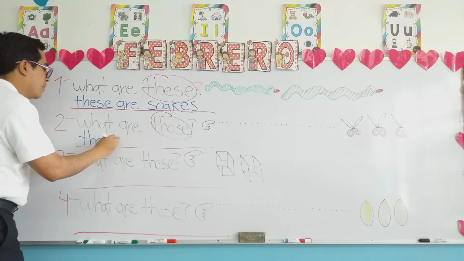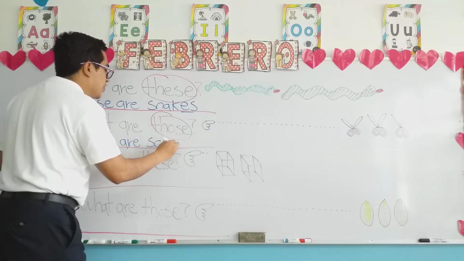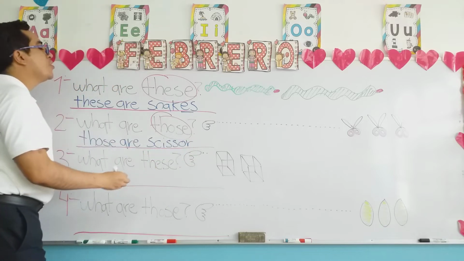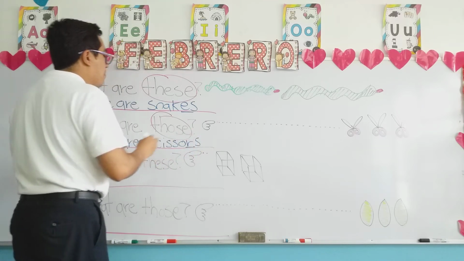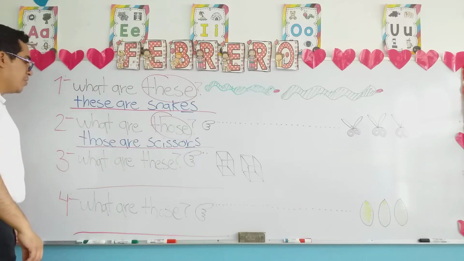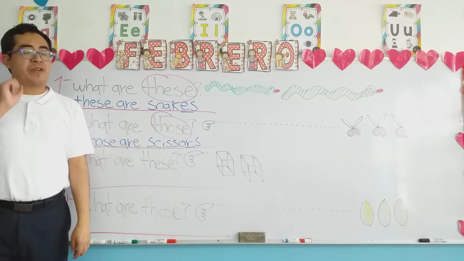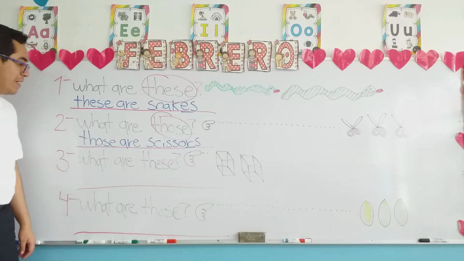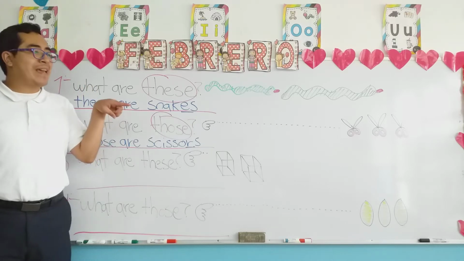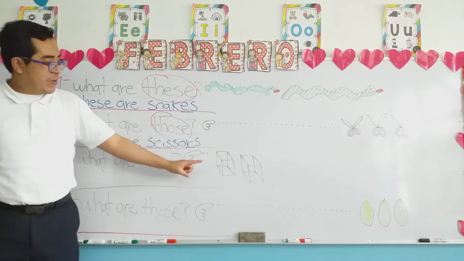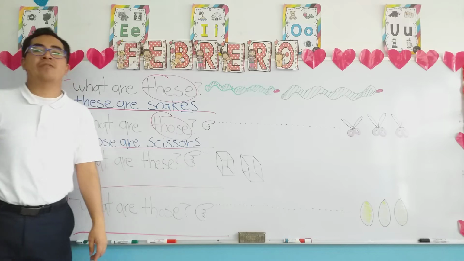Those are, esas son, those are scissors. Now scissor finishes with letter R, so we add S at the end to make it plural. Those are scissors. Esas son tijeras. Let's continue with the third question, and it says, dice, what are these? First of all, let's check the distance of the objects. So we have our finger here and it's pointing objects that are near, están cerquita de nosotros.